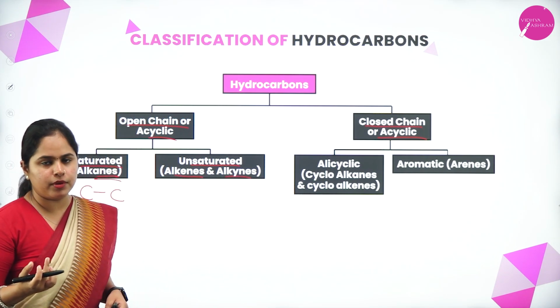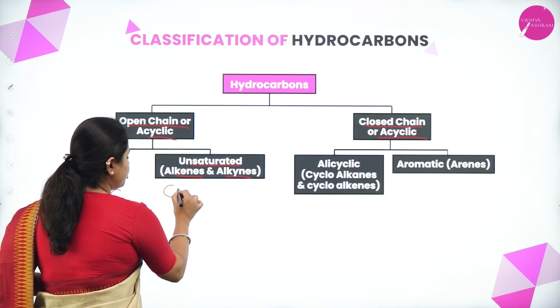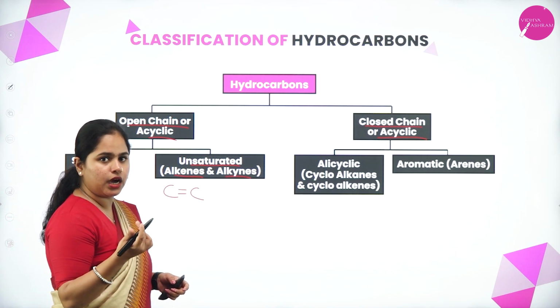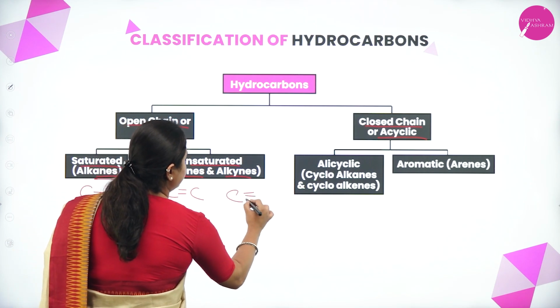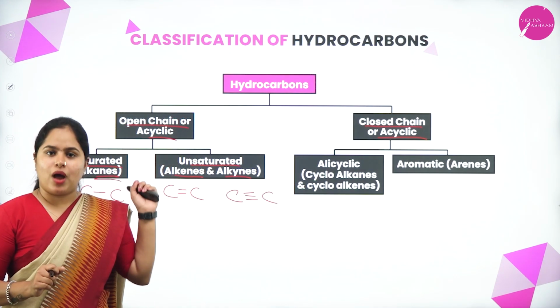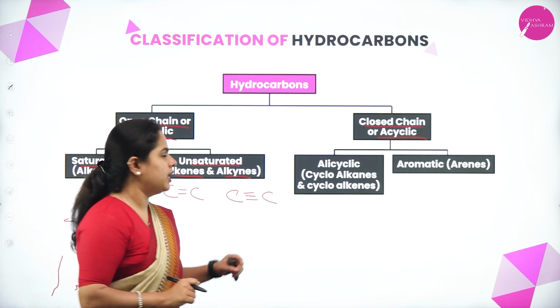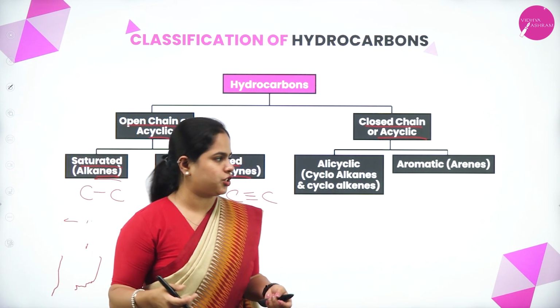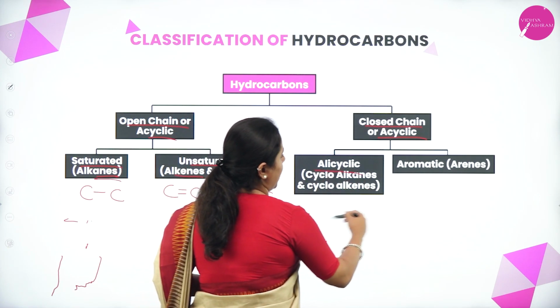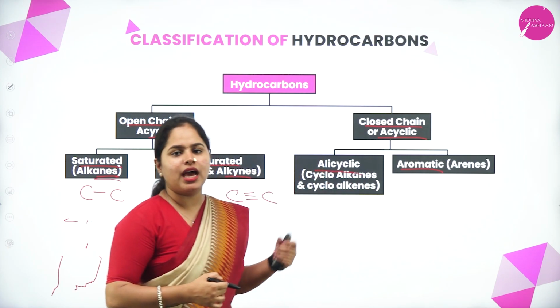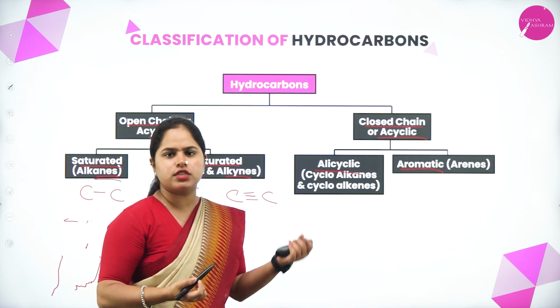You are already familiar with this. Alkenes are those compounds which contain a carbon-carbon double bond, and alkynes contain a carbon-carbon triple bond. So alkanes, alkenes and alkynes come under the open chain hydrocarbons. Next one is closed chain or cyclic structures. In this you have two types, alicyclic and aromatic. In alicyclic you have cycloalkanes or cycloalkenes.